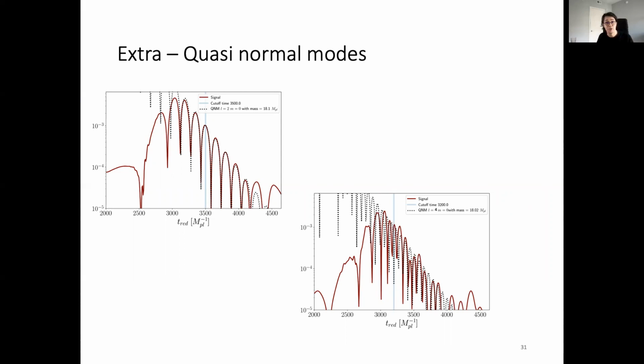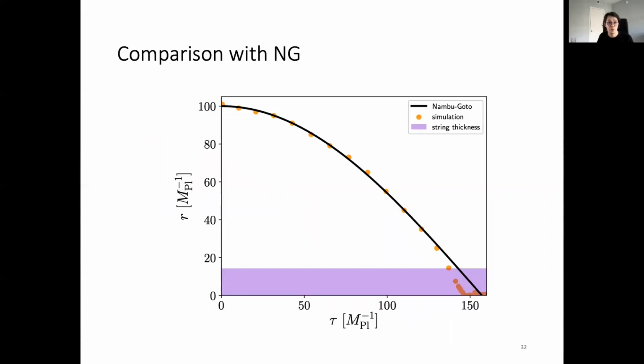Another consistency check that was pretty nice was the comparison with Nambu-Goto. So we try to track the position of the string as it falls in, and this here is in the plot. You can see on the y-axis the radius, and on the x-axis the time. And we track the position of the string over time. And compared, we have that with Nambu-Goto, that's the black line. And indeed, they seem to overlap up until the point where the radius is more or less the string thickness.